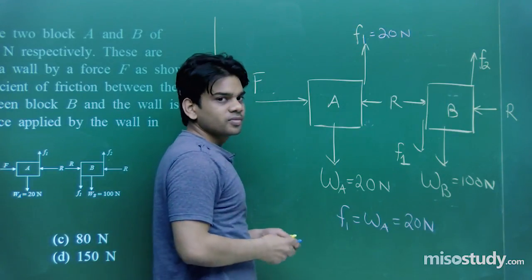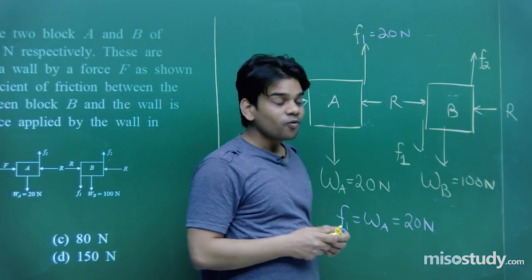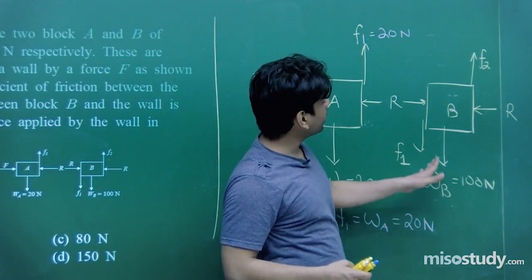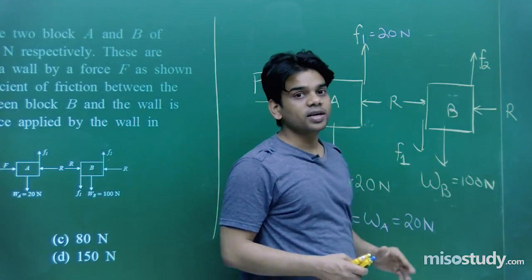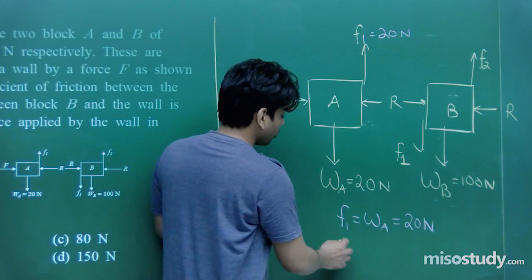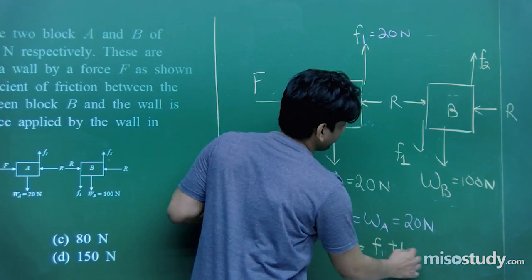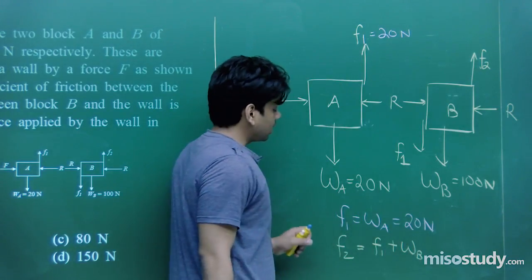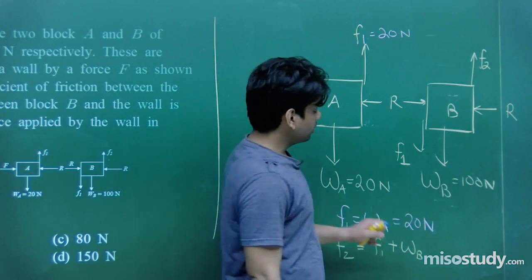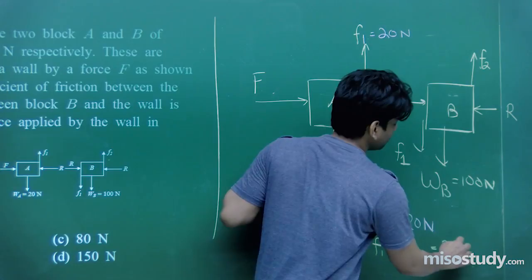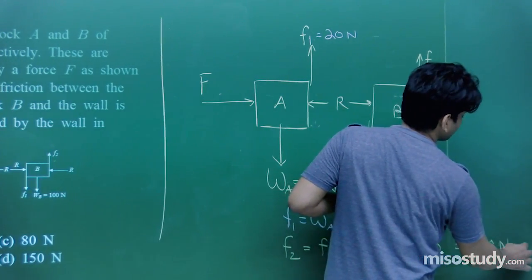Let's talk about the vertical equilibrium of block B. Here F1 and WB are acting in the downward direction, and F2 is acting vertically upward. So F2 acting upward should be equal to F1 plus WB. F1 we got as 20, WB is 100 Newton. So putting in the values, 20 plus 100, easily evaluated as 120 Newton.